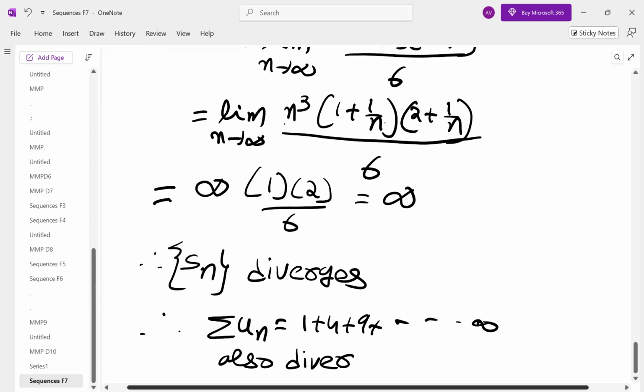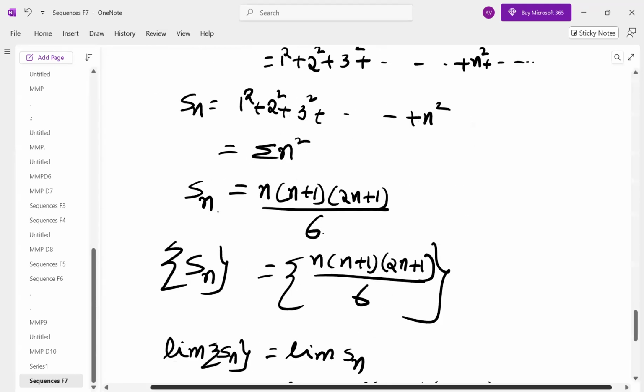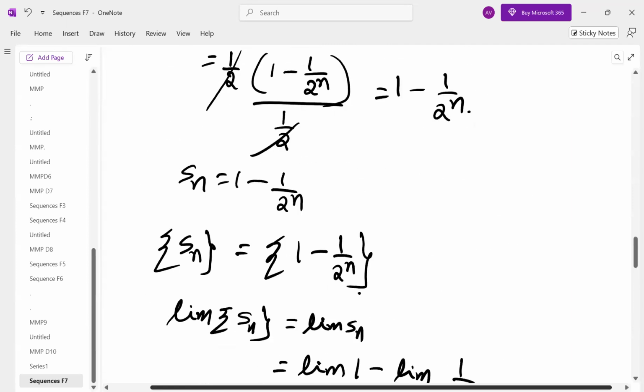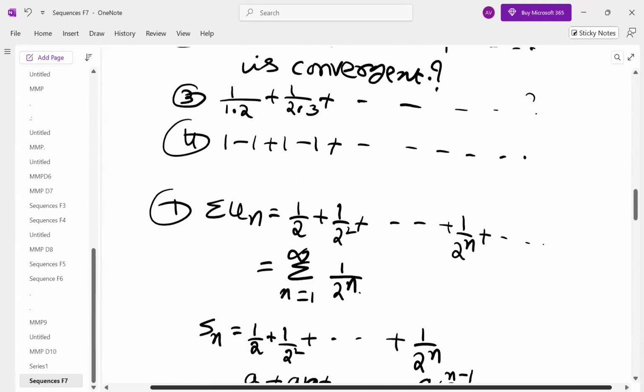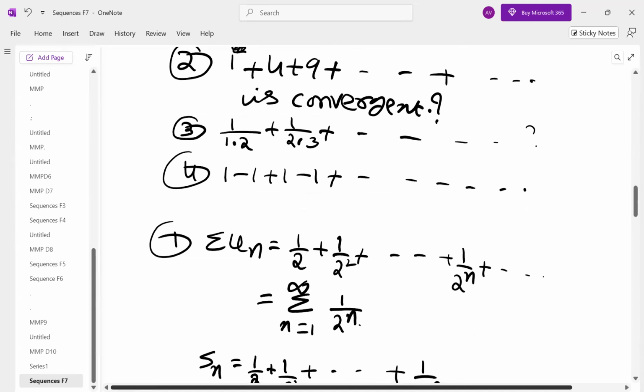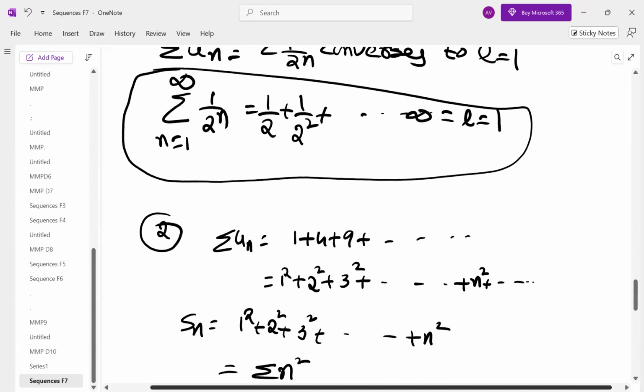So if the sequence Sn is convergent, the corresponding series is convergent. If the sequence is divergent, the corresponding series is also divergent. Not Un, Sn. Let us see 1 by 1 into 2, 1 by 2 into 3, such sequences.